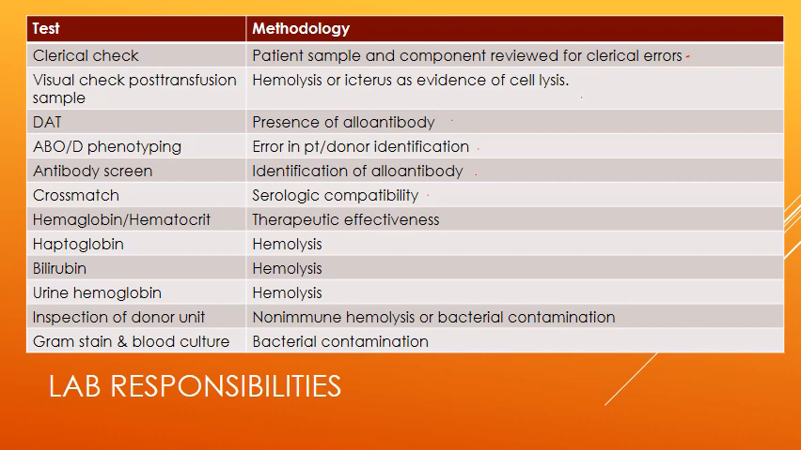Some of the other lab results that we would be interested in: hemoglobin or hematocrit, has there been a reduction in that? Is it physiologically effective? Is there a reduction in the haptoglobin levels? Is there an increase in the bilirubin levels? Is there urine hemoglobin? That would be a sign of hemolysis. Then we actually also have to inspect the donor unit. We want to see if there's any hemolysis present in the unit itself or if there's bacterial contamination. We could do a gram stain and a blood culture to check for that.